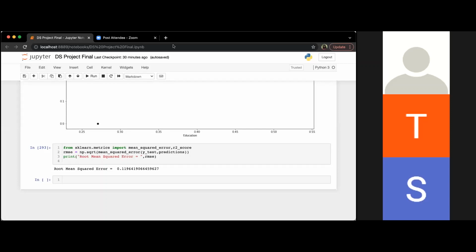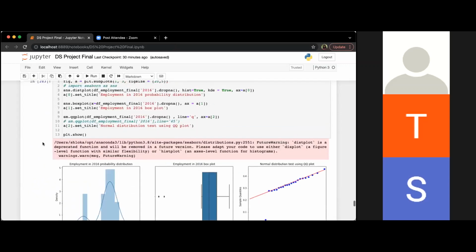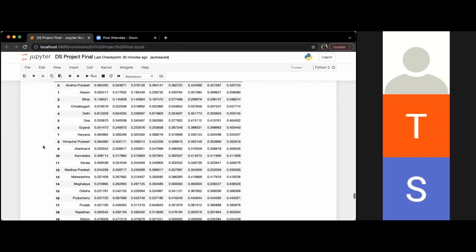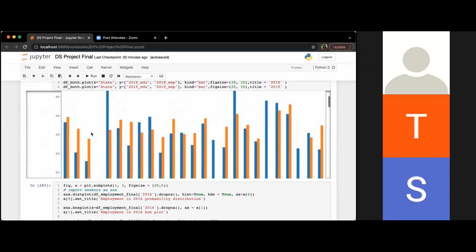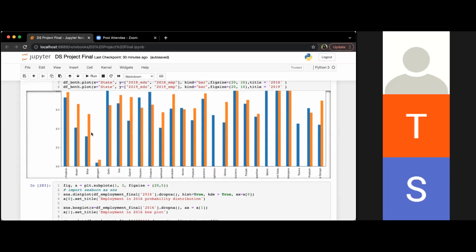So to conclude, we set out with an aim to try to prove that education and employment are related. After doing pre-processing and plotting the graphs, we can infer that employment is more in most states, and this is because of unskilled labor.